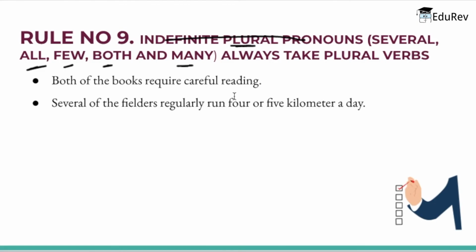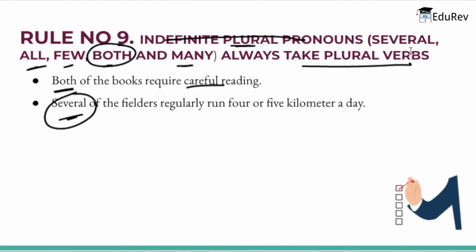Now both of the books requires what? Careful reading. So we have what? Plural pronouns. Okay, indefinite plural pronouns. That is both, as it is mentioned here as well. Therefore, in the sentence, there is what? Plural verb. Okay. Whereas in another sentence as well, several of the fielders regularly run 4 or 5 kilometers a day. So, several is what? Several is an indefinite plural pronoun. Therefore, we have a plural verb in the sentence.